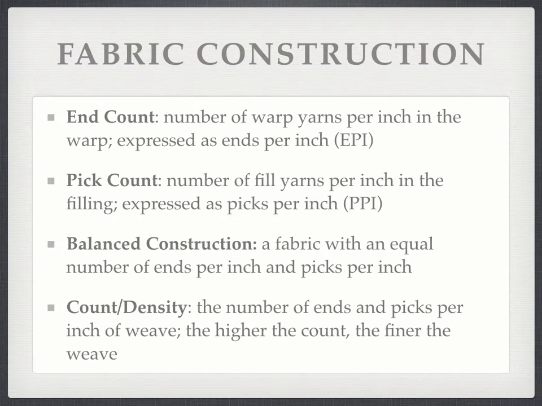When an end count is referenced, that's the number of warp yarns per inch in the warp, expressed in ends per inch, but you'll typically see it shortened as EPI. The pick count is the number of fill yarns per inch in a filling, expressed as picks per inch or PPI. So the higher the end count, the higher the pick count. The denser a fabric, the stronger it is going to be. A balanced construction is when you have a fabric with an equal number of ends per inch and picks per inch. And then the count, or the density, is the number of ends and picks per inch of a weave. So like I said, the higher the count, the more durable and also the finer the weave will be.